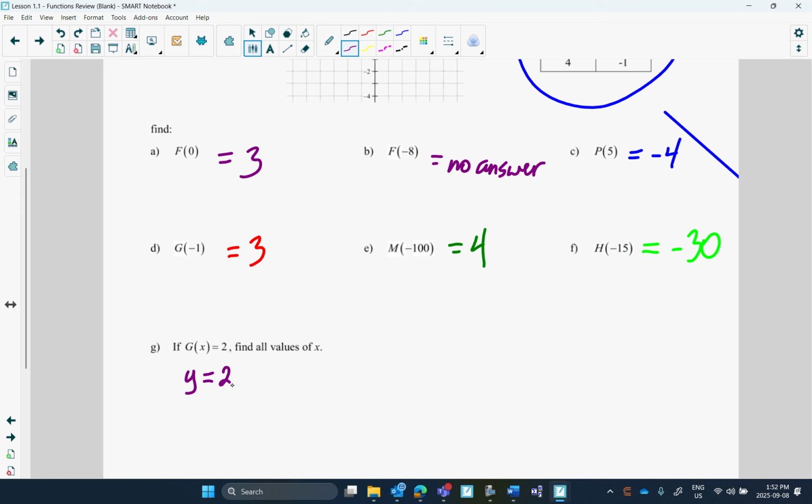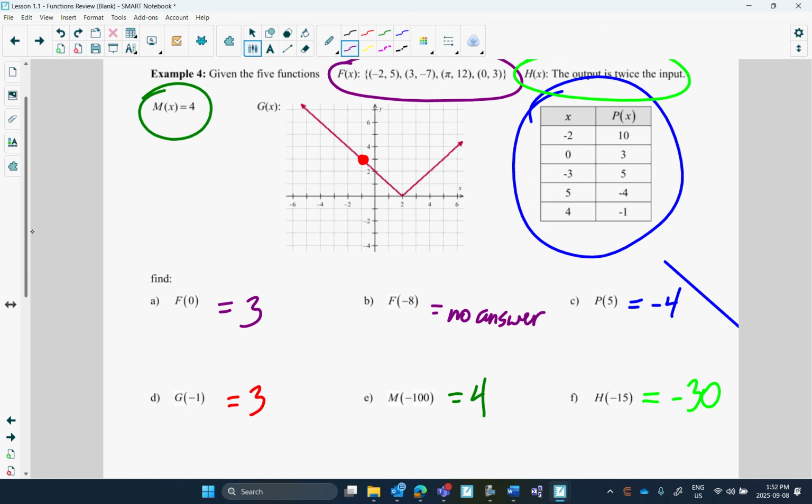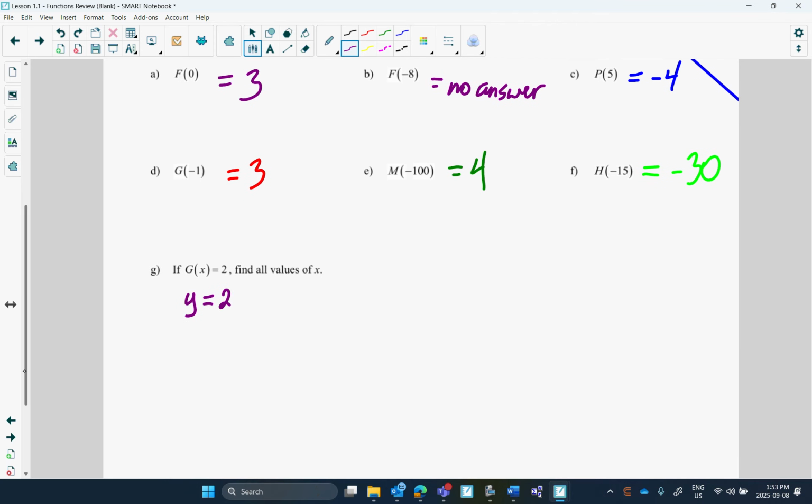So if Y is 2, what are the corresponding value or values of X? Where do we see on this graph where Y is 2? Here, when X is 4, and here, when X is 0. So there's actually 2 X's here. Four and 0. Notice you're asked to work backwards. Okay?